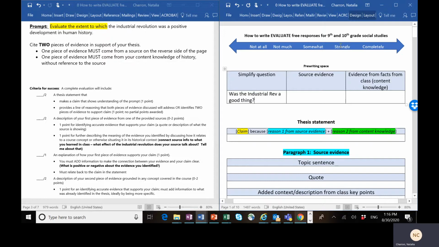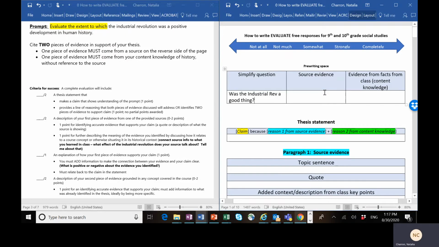Right? Was the Industrial Revolution a good thing? Was it completely a good thing? Was it sort of good? Was it not at all good? Was it terrible? When making a claim about this question, was the Industrial Revolution a good thing? You are going to need to support that claim with evidence from a source and with a second piece of evidence coming from content knowledge, which is to say from what you remember about the key points in class.